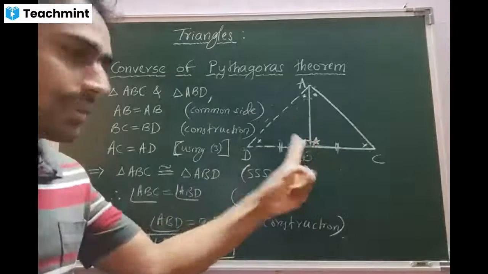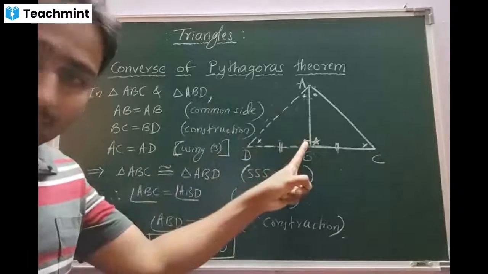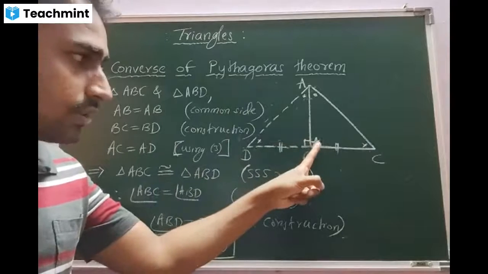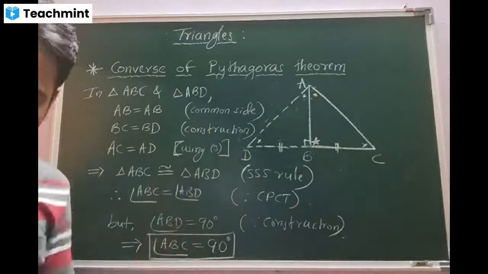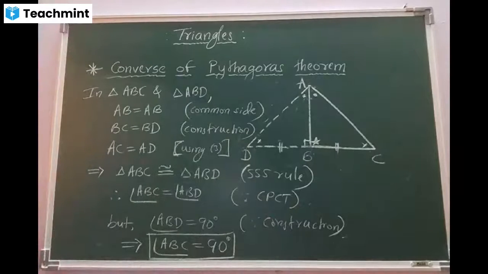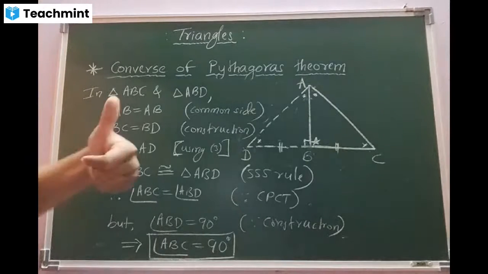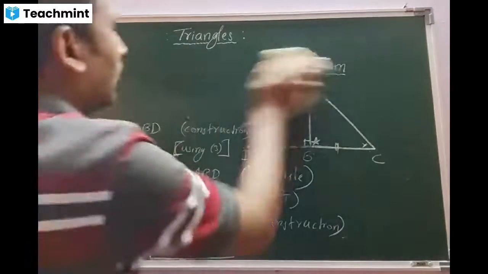This angle is same as this angle. Already this angle is 90 degree due to construction. So this is also 90 degree. And this is what we have to prove. Got the concept? Yes, sir. Any issues, any questions regarding this? No, sir.